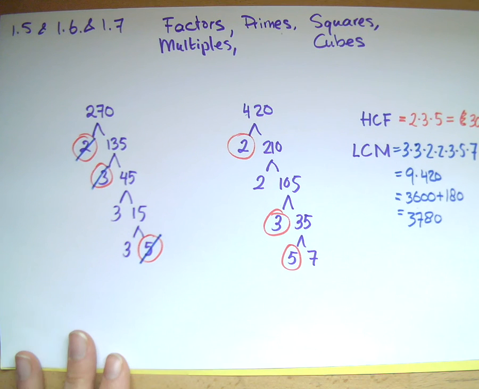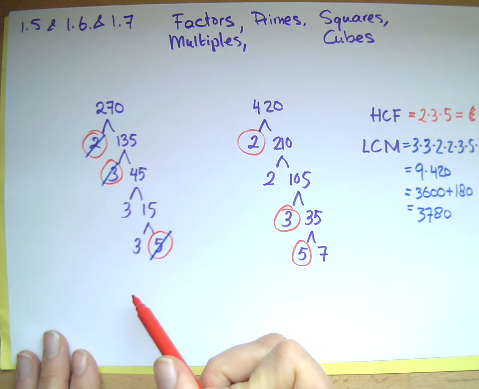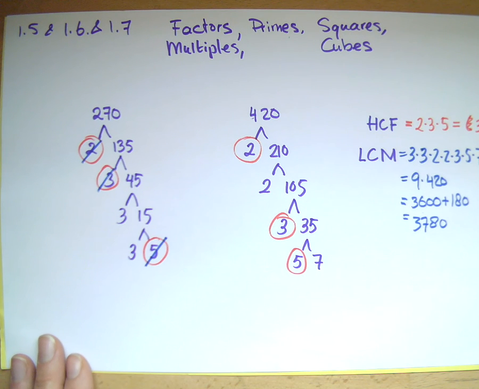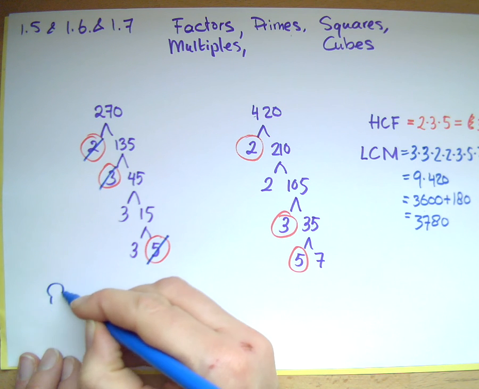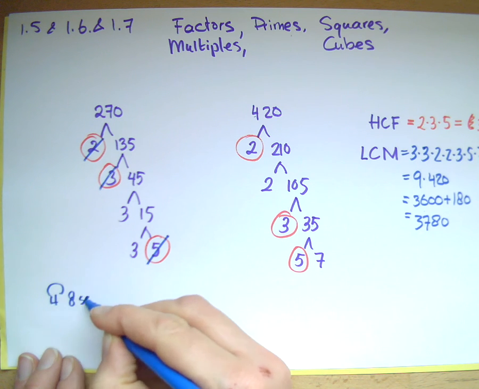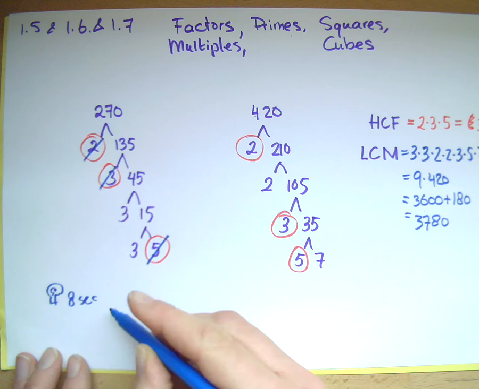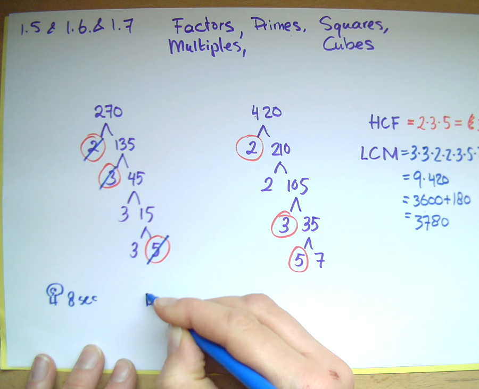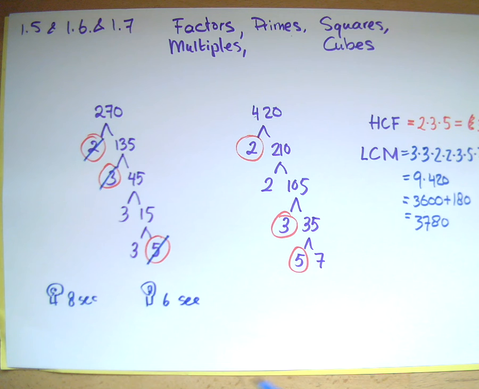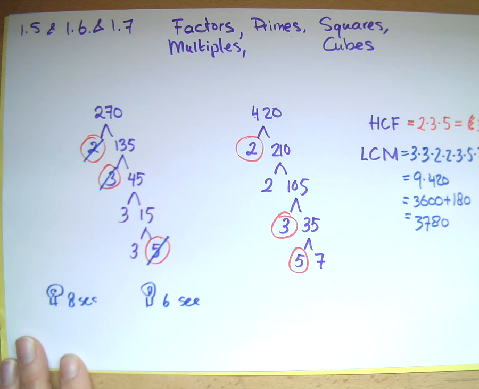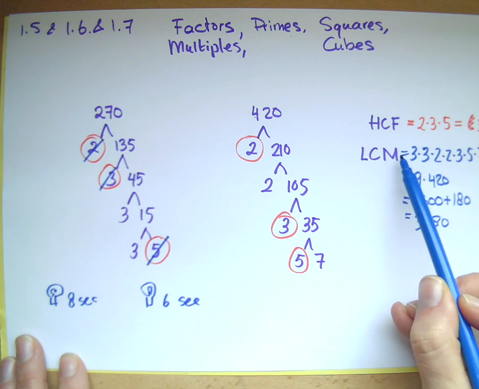You could get questions, remember the question with the light bulbs? There's a light bulb and it flashes every 8 seconds, right? There's another light bulb and it flashes every 6 seconds. When is the first time, like they start at point 0, they start flashing together. When is the next time that they will flash at the same time again? That is a question that asks for the lowest common multiple.